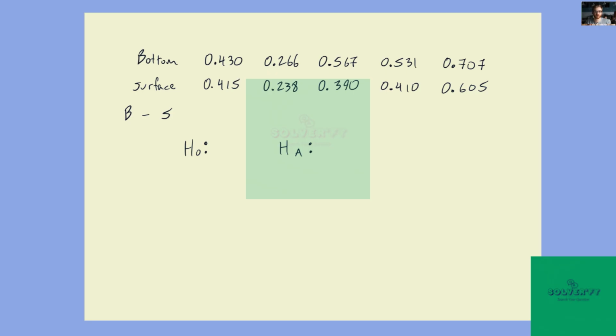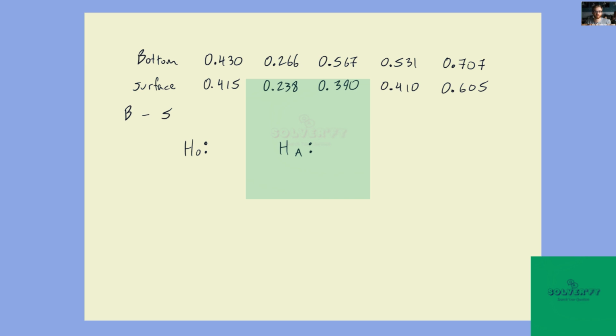This problem says trace metals in drinking water affect the flavor, and an unusually high concentration can pose a health hazard. 10 pairs of data were taken measuring zinc concentration in bottom water and surface water and presented in table 2. Does the data suggest that the true average concentration in the bottom water exceeds that of the surface water? And here we were actually given 5 pairs of data, so we'll look at answering the question for our 5 pairs.